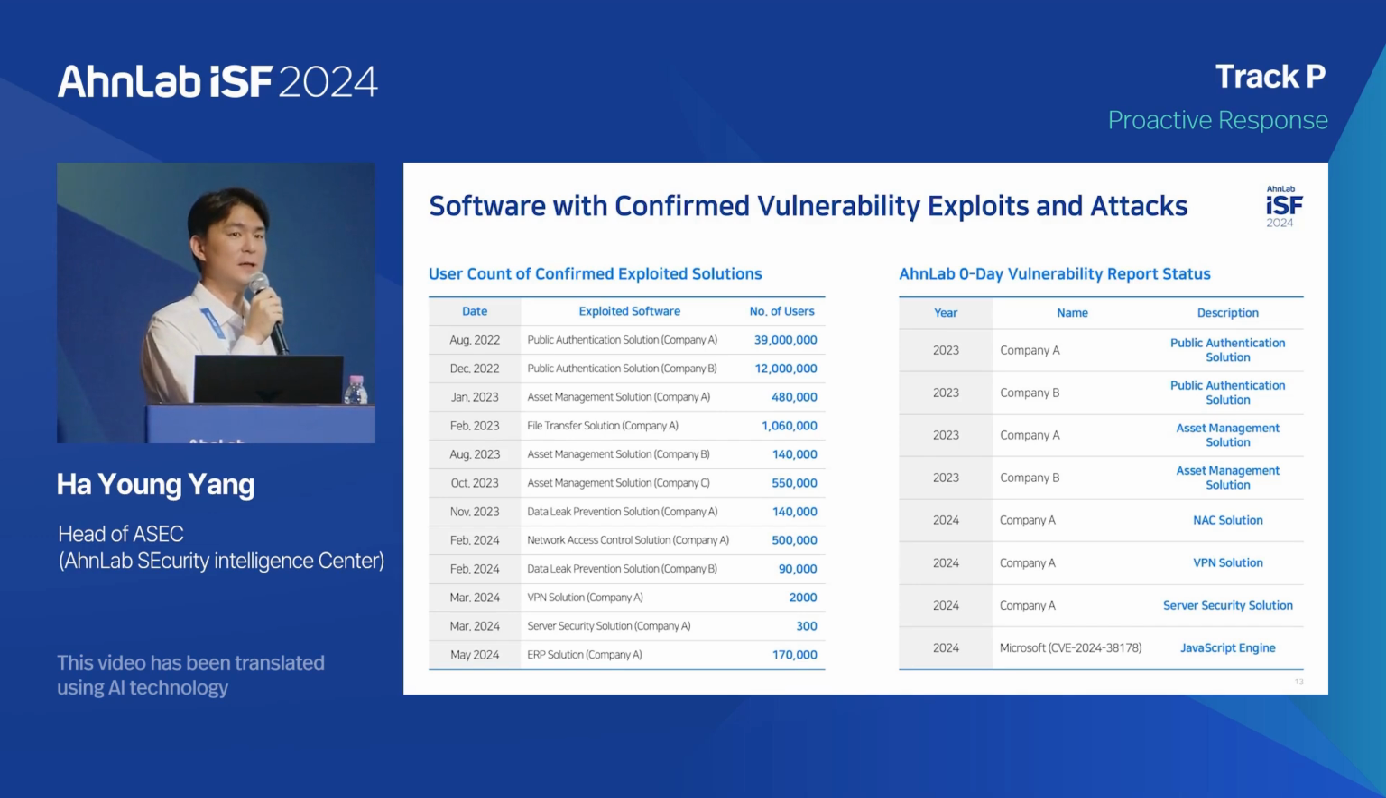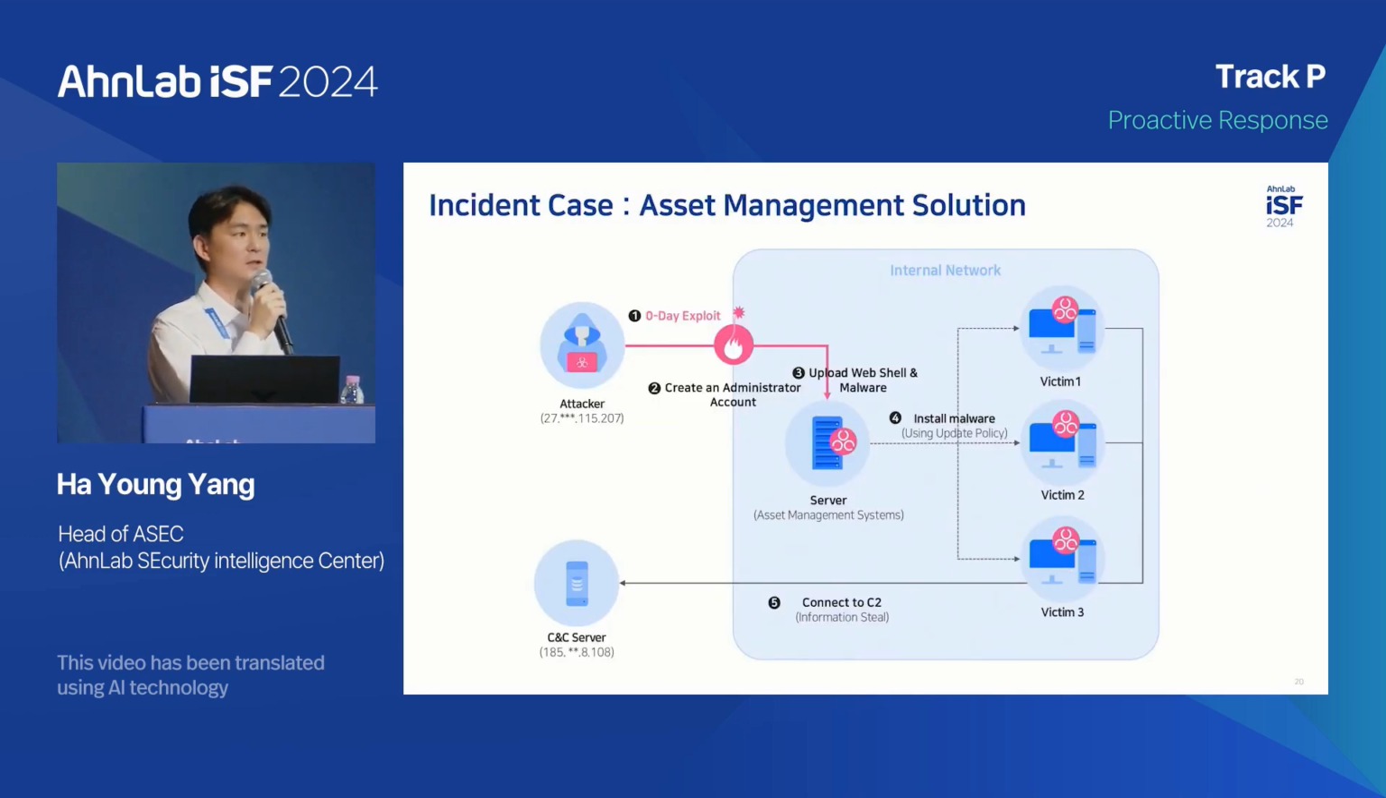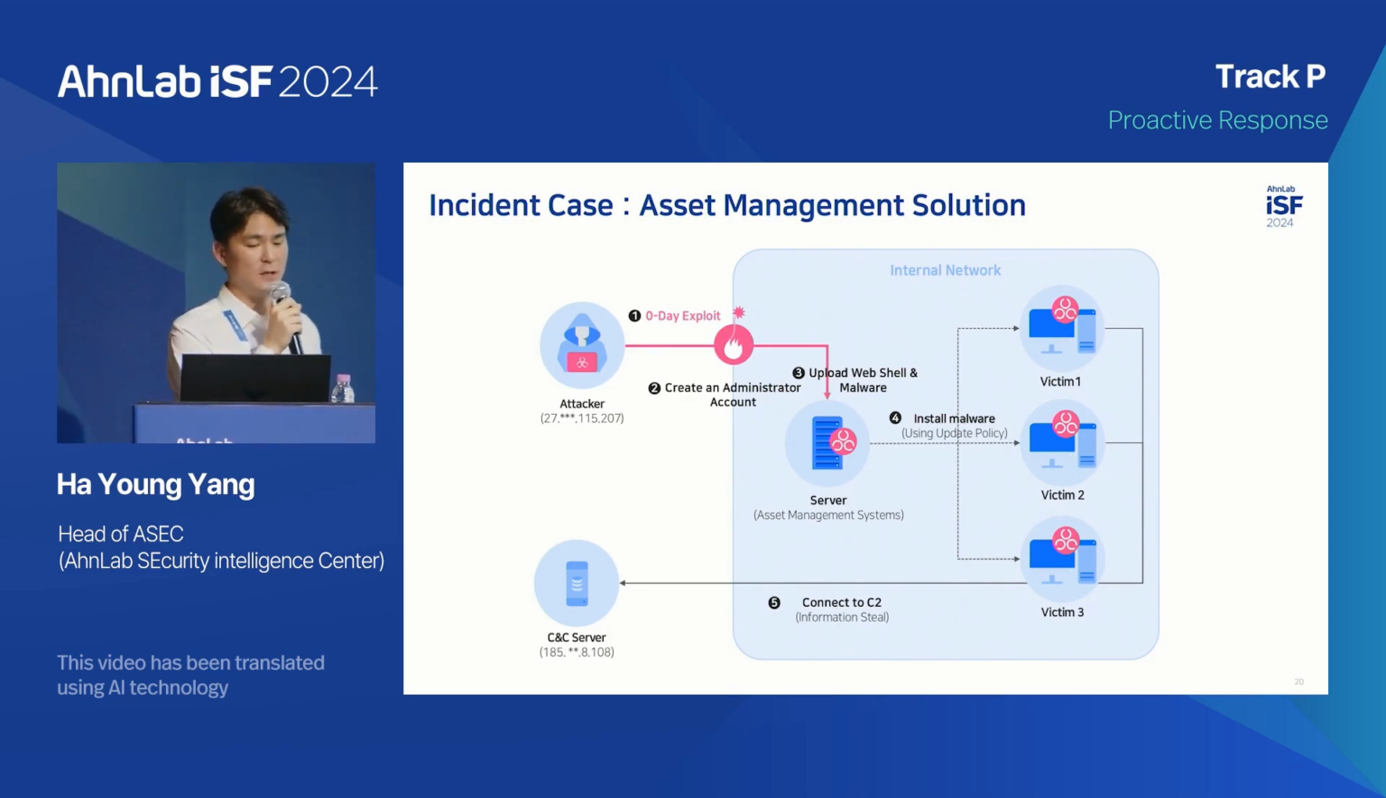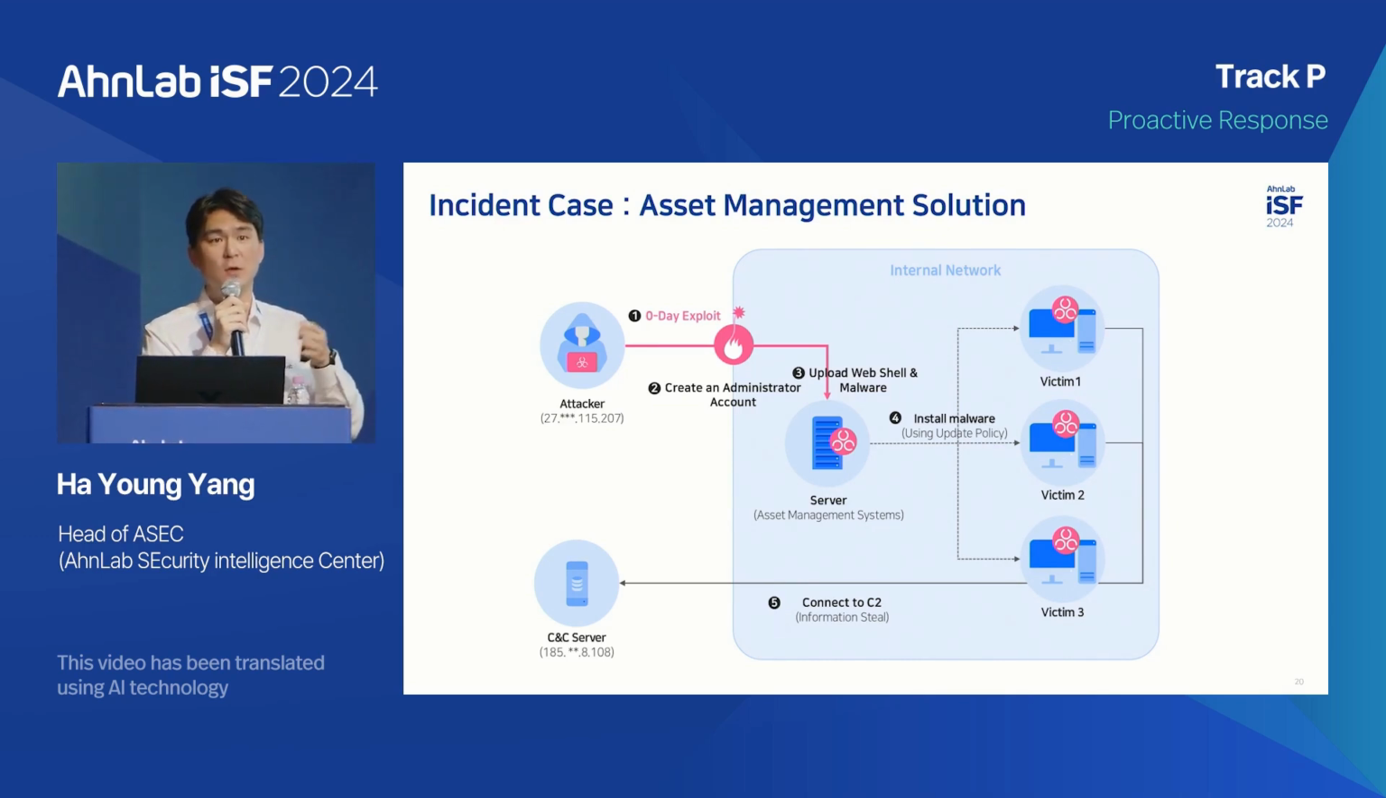What you are seeing now is a case where forensic work was actually conducted. There was an incident of information leakage within the company. Upon analyzing how the initial infiltration occurred, we found that there was an asset management solution server exposed to the outside. The server exploits a zero-day vulnerability to create an administrator account. Through the generated administrator account, the web shell file is installed. And this can be seen as a case where malicious code was installed on multiple systems using the update policy that this asset management solution normally has.